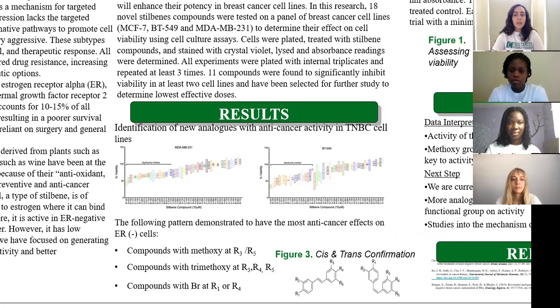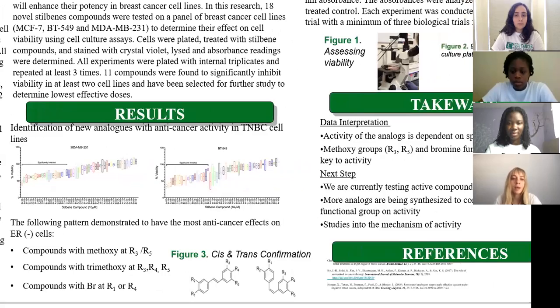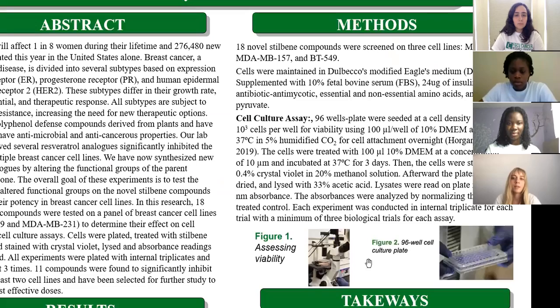The following patterns demonstrated to have the most anti-cancer effect on ER-negative cells. Compounds with methoxy at R3, R5, compounds with trimethoxy at R3, R4, R5, and compounds with bromine at R1 or R4. All of the experiments were compared to a controlled treatment that was normalized to 100% for cell viability. All of the bars that are below 100% inhibited cell viability. Over here are the methods that were used to conduct the experiments.